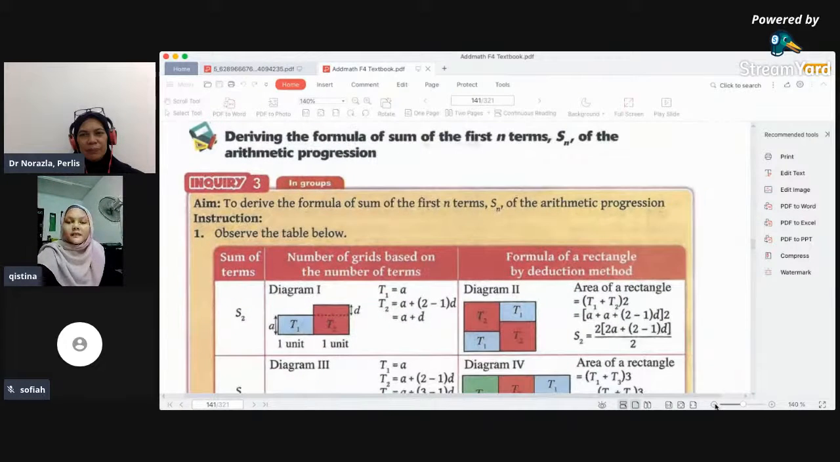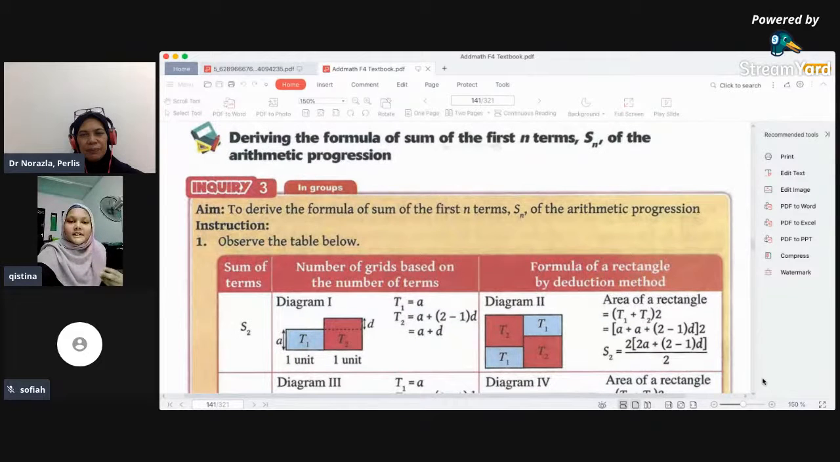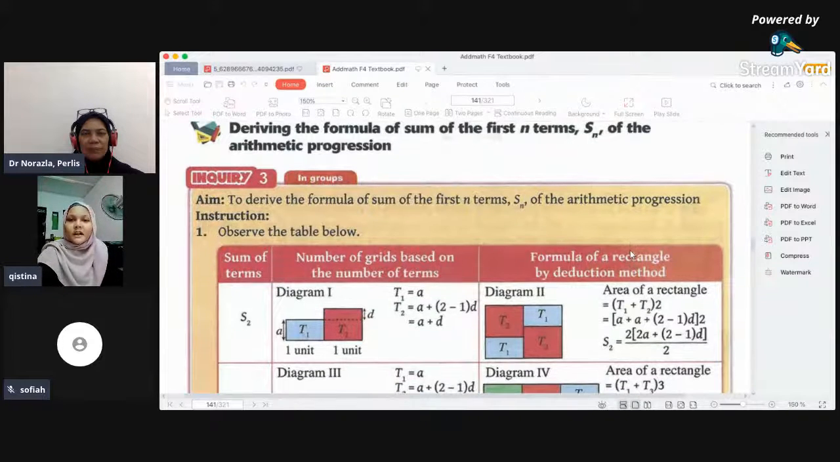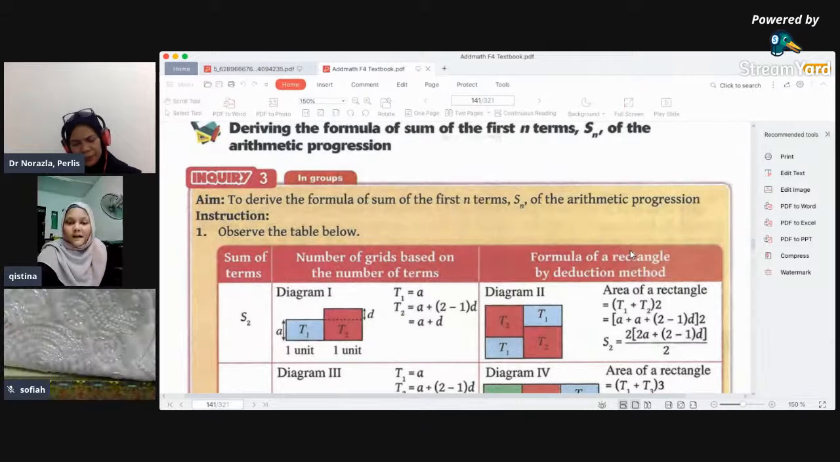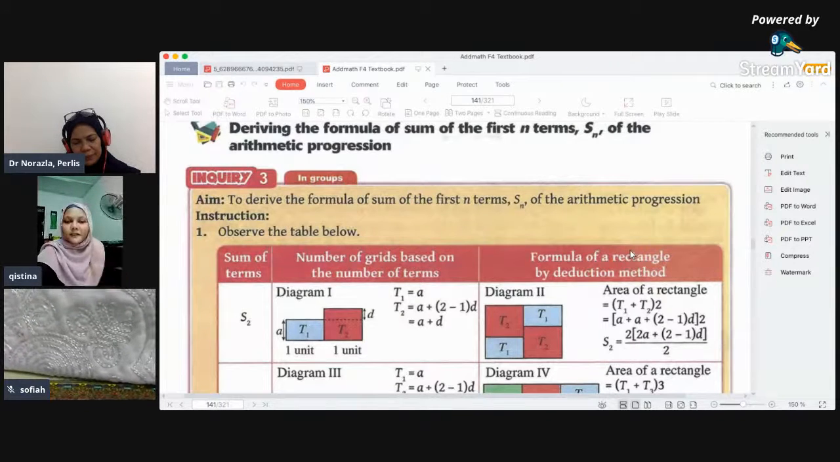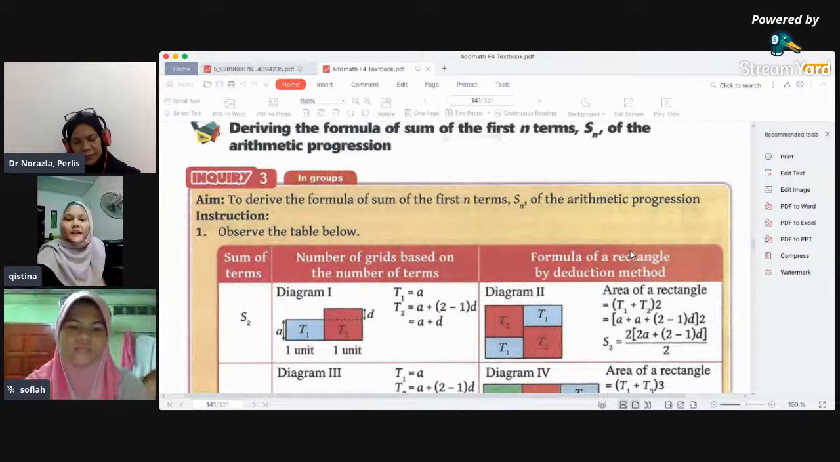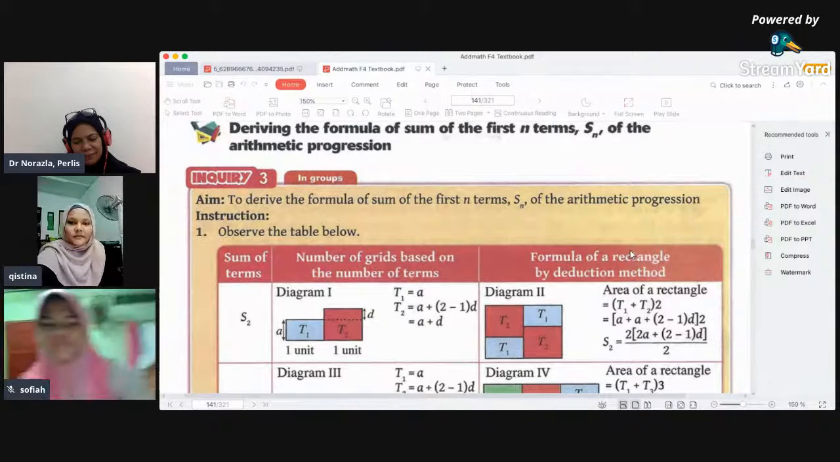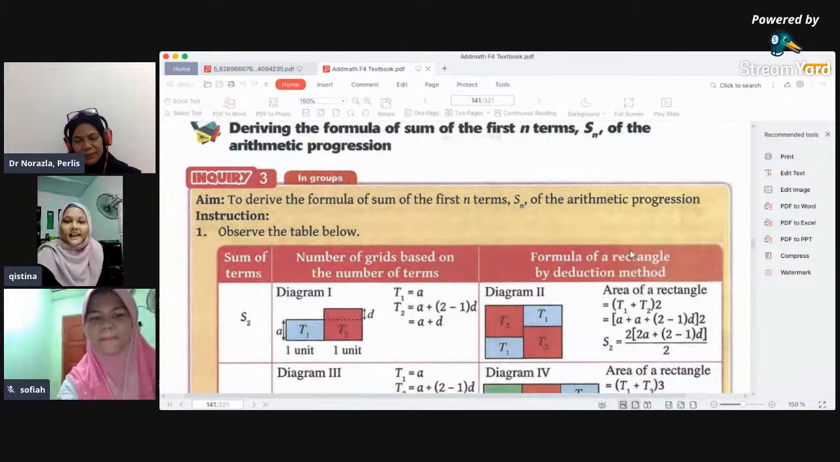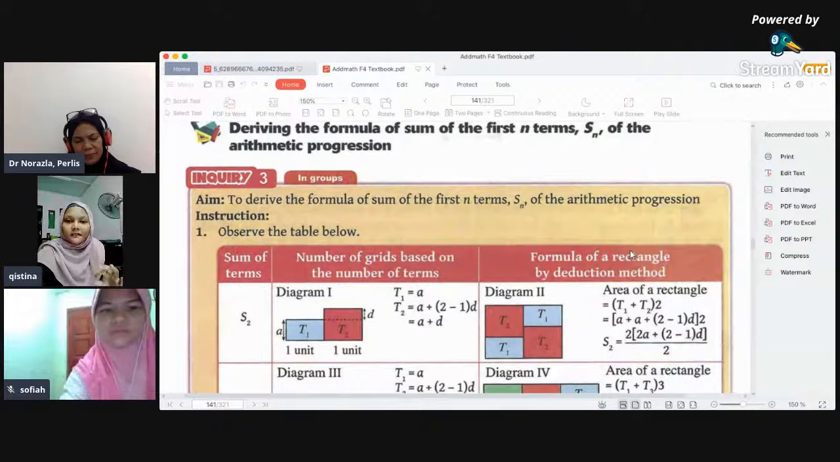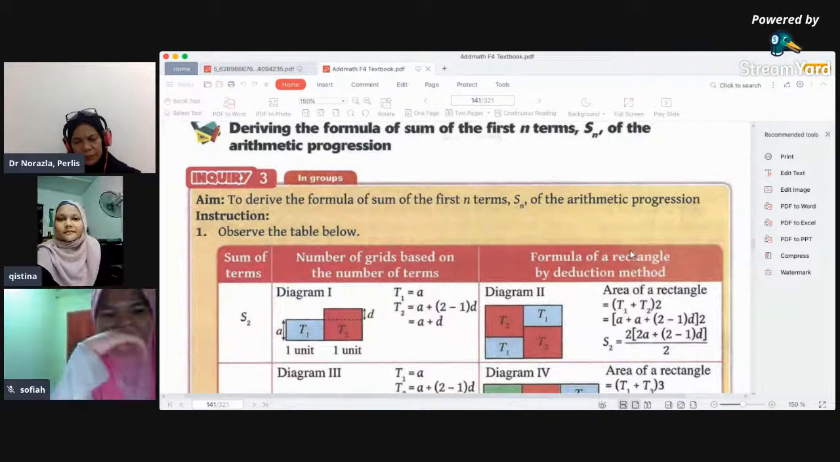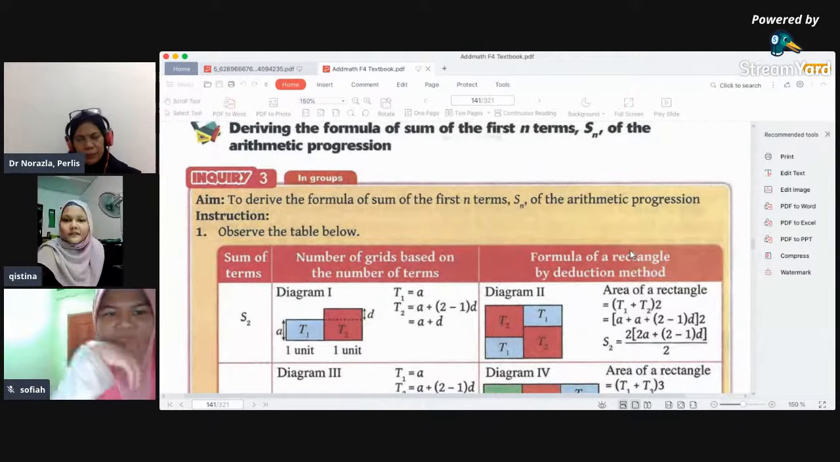Okay, today I will explain inquiry 3, which is the aim is to derive the formula of sum of the first n terms, Sn, of the arithmetic progression. What is the formula of sum of the first n terms? I will give the formula first so that it may help you to understand inquiry 3. So the formula is Sn equals n over 2 times the first term plus last term. Okay, now let's move to inquiry 3.